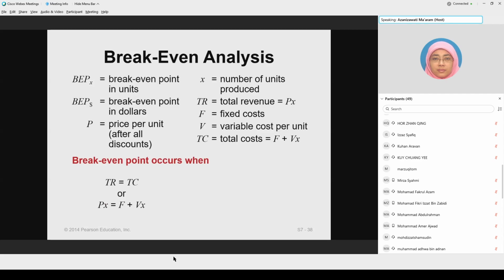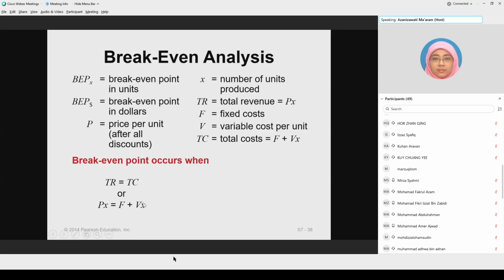So as we know, the total revenue, TR, is equal to TC, total cost. So what is the total revenue? Total revenue is the price per unit after all the discounts, multiplied by the number of units produced. So you will get PX, where total cost equals fixed cost plus variable cost.